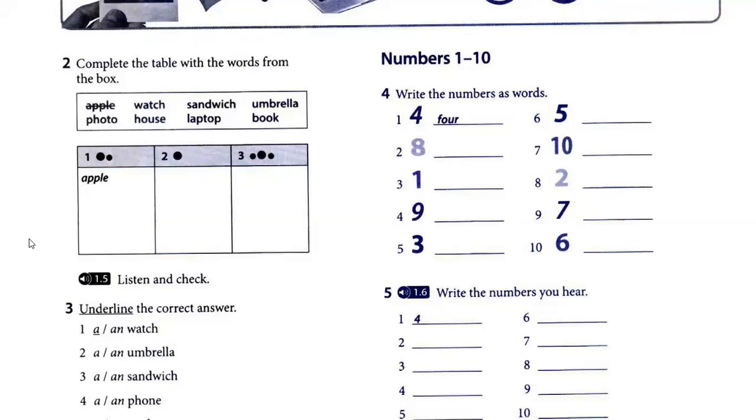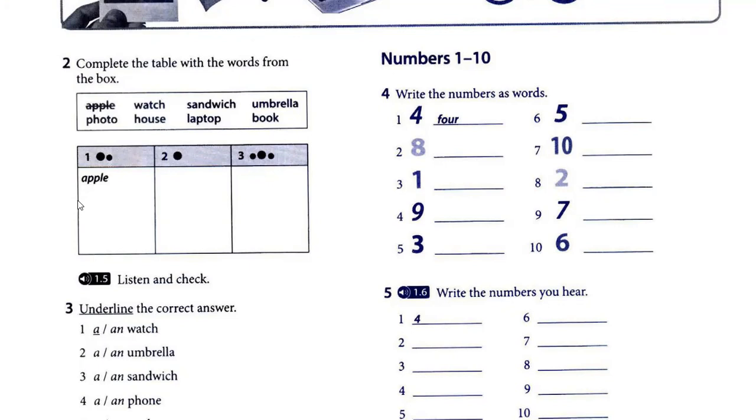Next. Umbrella, number one. Umbrella. Oh, it's going to be three. Umbrella, three syllables. Yes. Book. Going to be two. Book is one syllable. Yeah, that's why it's going to be two. Number two box. Yes. Correct.